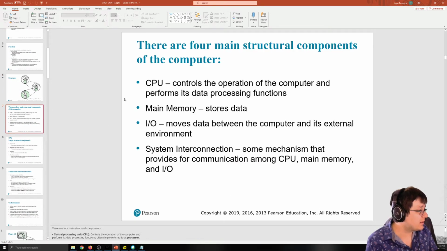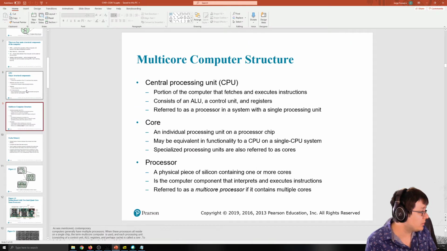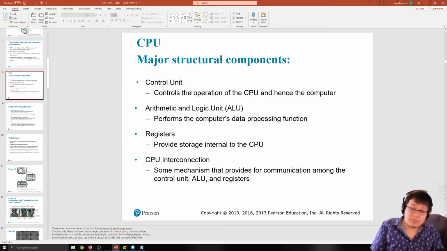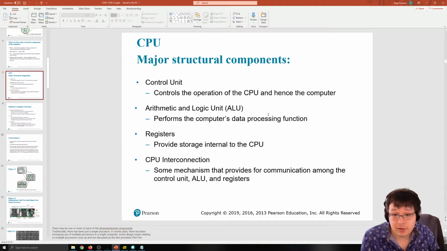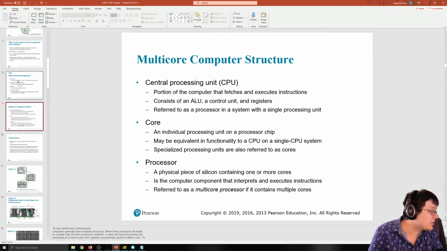That's just talking about the von Neumann stuff. Basically the same thing that I just went over. But here we have more official terminology. The control unit controls the operation of the CPU and hence the computer. I don't know, that doesn't sound very official. It performs the computer's data processing functions. What I said. It provides storage, CPU interconnection, some mechanism that provides communication. Yeah, that's not too technical. That's pretty much what I said. I guess from there, that's true.